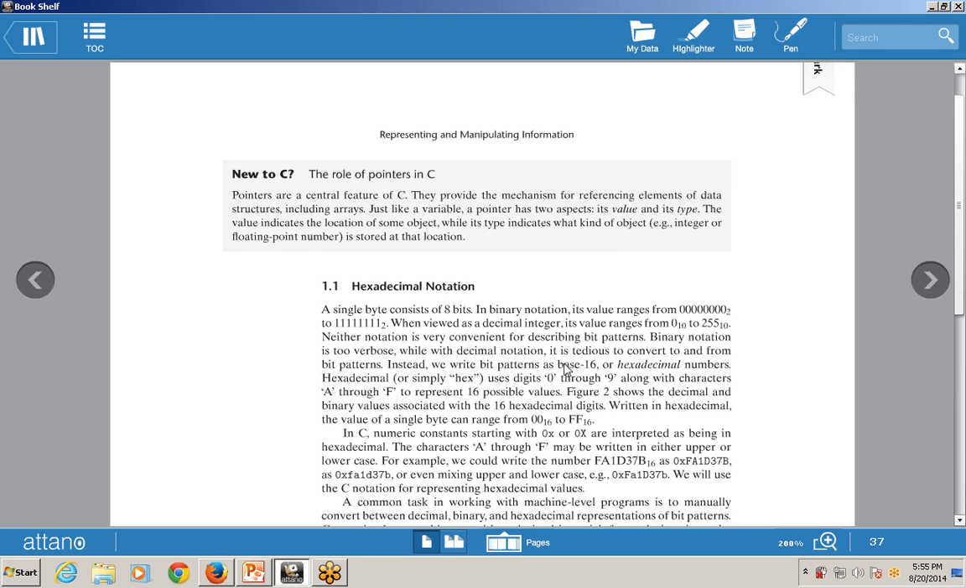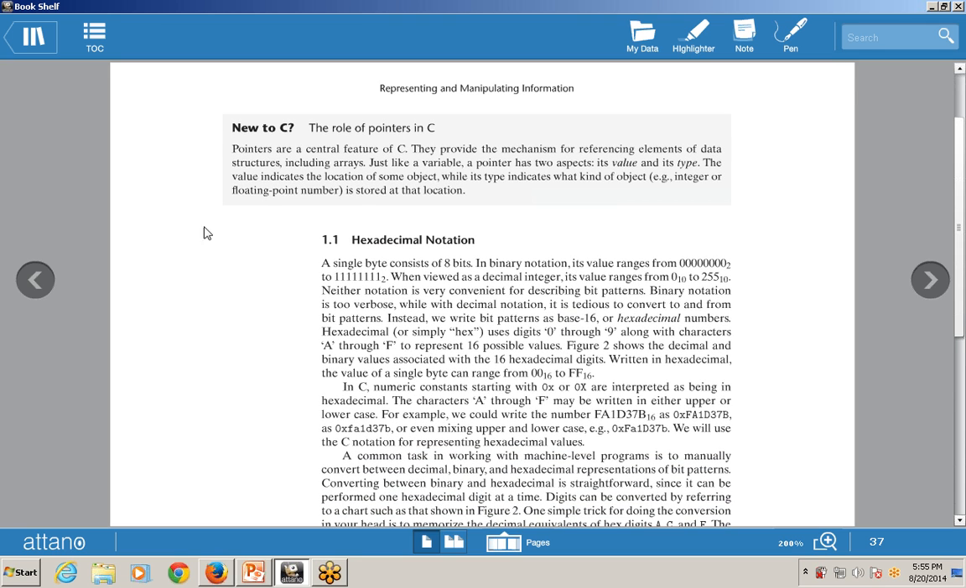Now let's see in the book. In the same way, the book also mentions that a single byte consists of 8 bits. In binary notation, it is from 00000000 to 11111111. And this is the decimal notation that has a base of 16. It's the hexadecimal number system, or simply known as hex, that starts from 0 to 9 along with the characters from A to F. So this is the same concept, starting from 0 to 9 and then A to F.